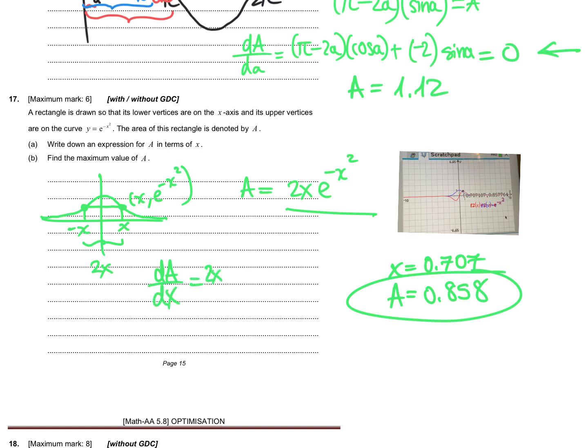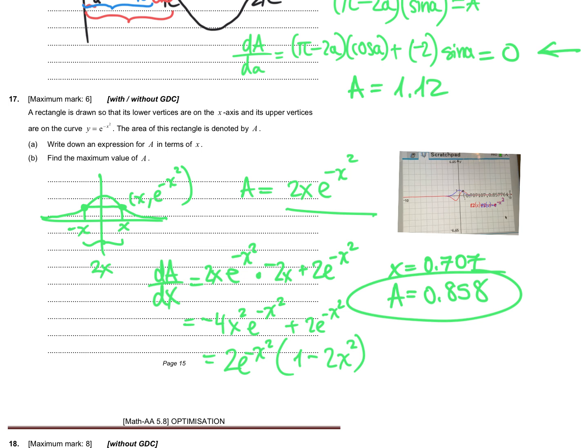So first times the derivative of the second, chain rule, plus the derivative of the first times the second. Okay, so this is going to be negative 4x squared e to the negative x squared plus 2e to the negative x squared, and factor e to the negative x squared out, 2, that's fine. We're going to have 1 minus 2x squared. Set that equals 0.